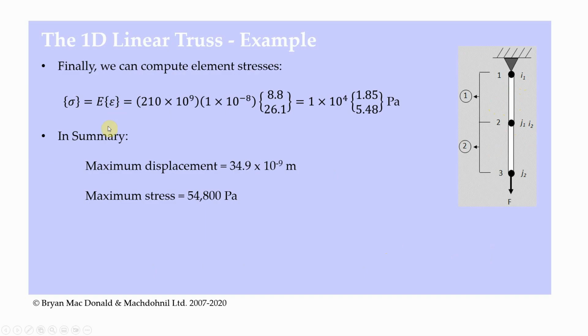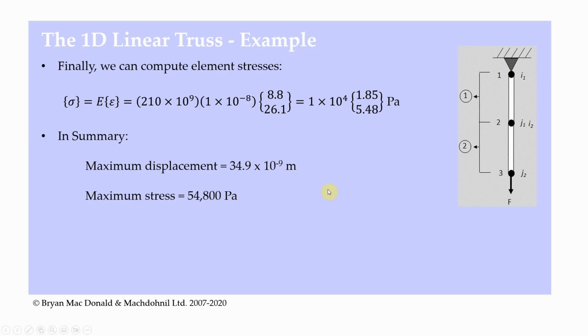And then what we can do is multiply those values by Young's modulus. So remember, stress is equal to, in this case, Young's modulus or elastic modulus times strain. That gives us this value here, which says that the stress in the top element is 1.85 by 10 to the power 4 pascals, and the stress in the bottom element is 5.48 by 10 to the power 4 pascals, which again seems reasonable. So if we summarize, our maximum displacement is 34.9 by 10 to the minus 9 meters, very small, and our maximum stress is 54,800 pascals, which again is very small.